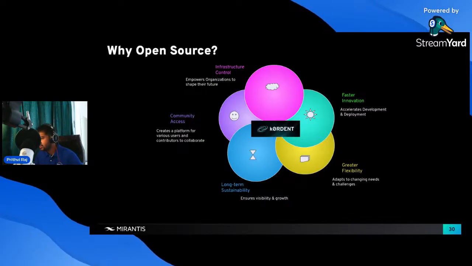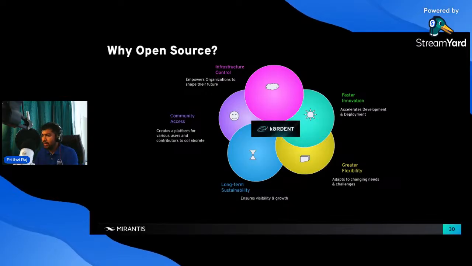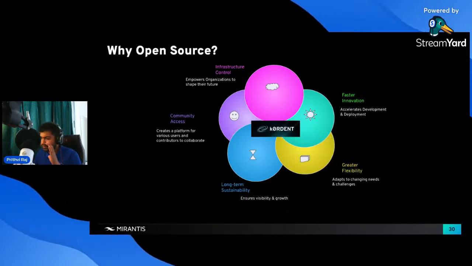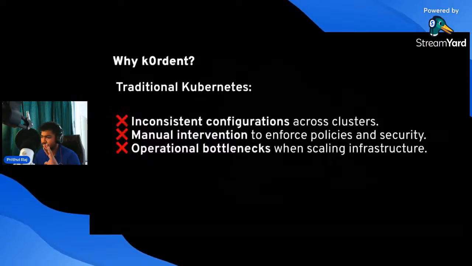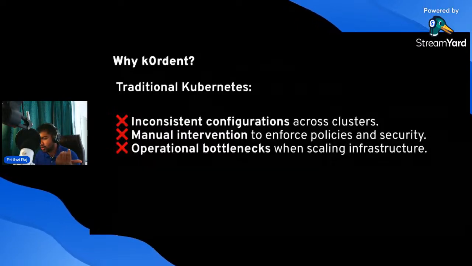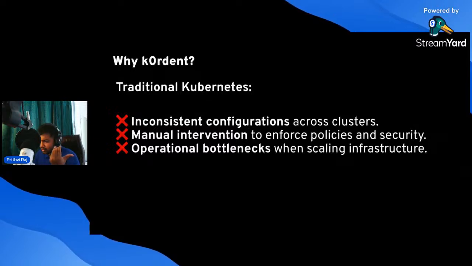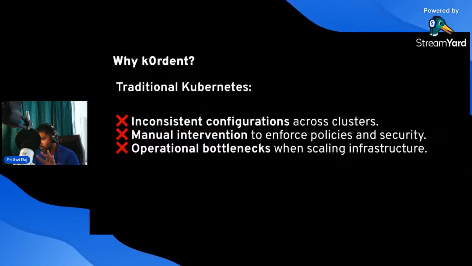So I believe with this, I will take a pause. I have some other slides, but let's see what we will cover. I think why Coordinate we have covered. Traditional Kubernetes is inconsistent. Manual intervention is required to enforce policies and operational bottlenecks. Obviously, you're scaling your infrastructure. This is just a quick recap of what we have spoken about.